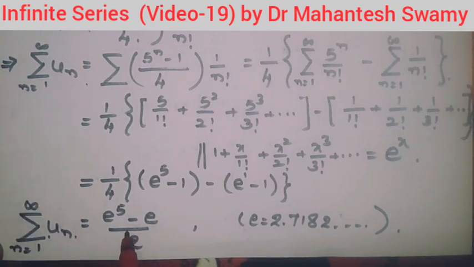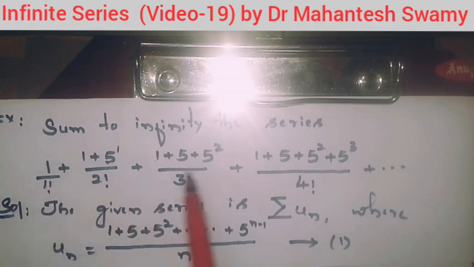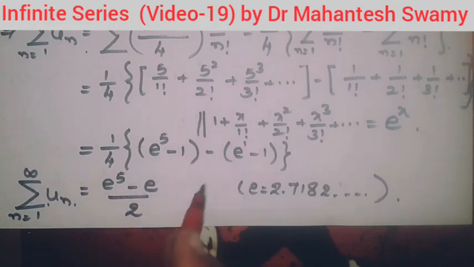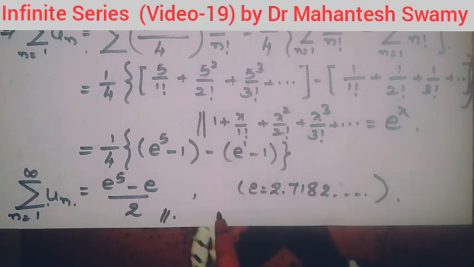So we have computed the sum to infinity of the given alternating infinite series as e to the power of 5 minus e divided by 2. So this is how one can find the sum of infinitely many terms of the given series simply by making use of the so-called exponential series. So with this, the first problem completes.